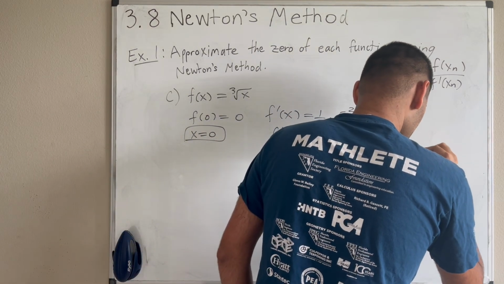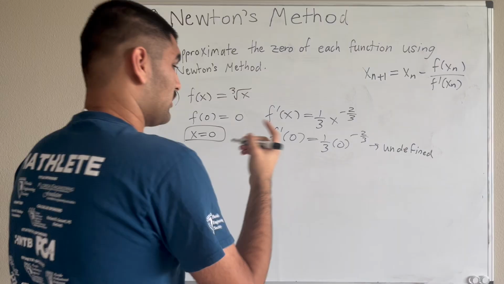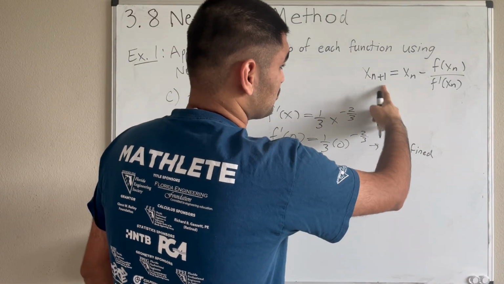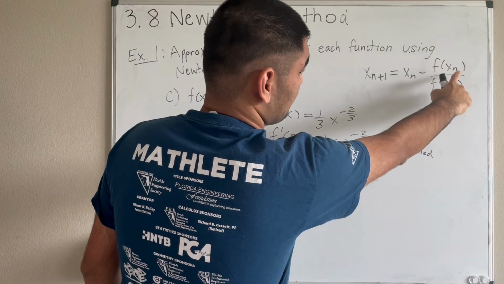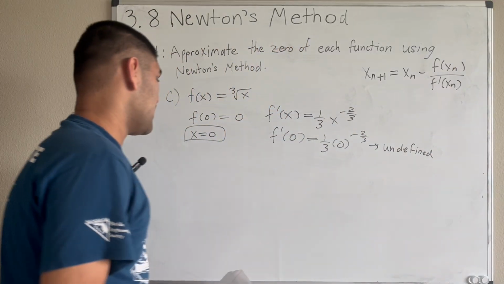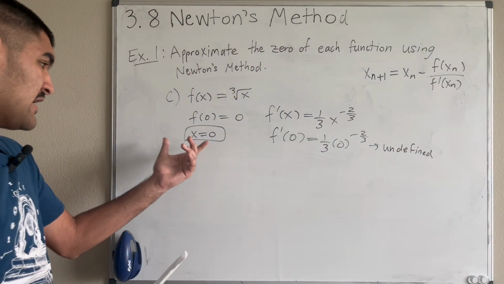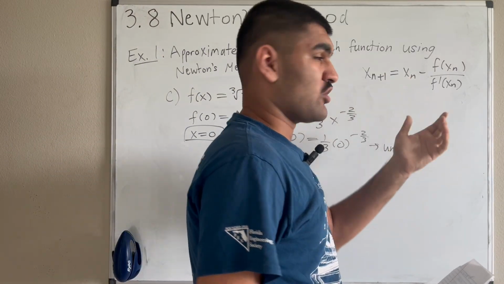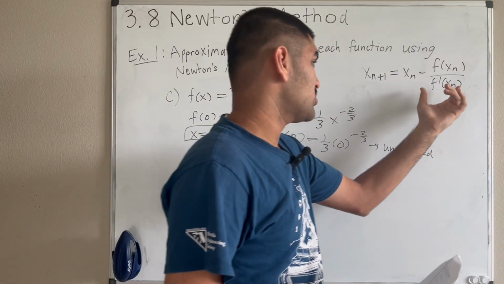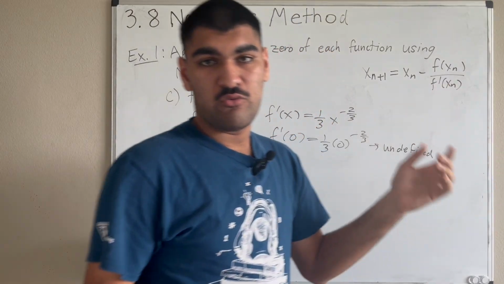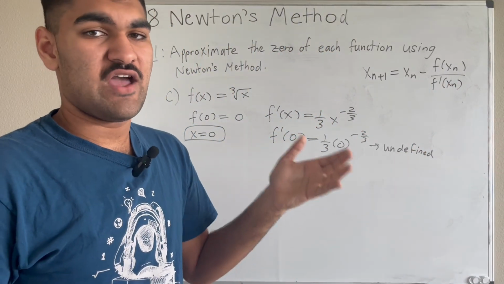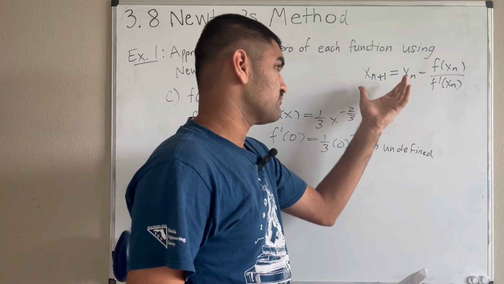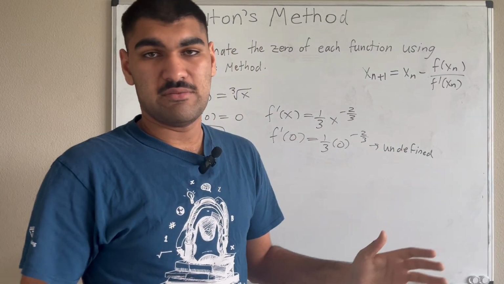Okay? And so it should be evident why that's a problem, because in our formula we have x_{n+1} equals x_n minus f of x_n over f prime of x_n. If our 0 is x equals 0, that means that our x_n's are getting closer and closer to 0. So each time we evaluate f prime of x_n, we're getting closer and closer to evaluating f prime of 0. But f prime of 0 is undefined, so Newton's method just completely breaks in this case.